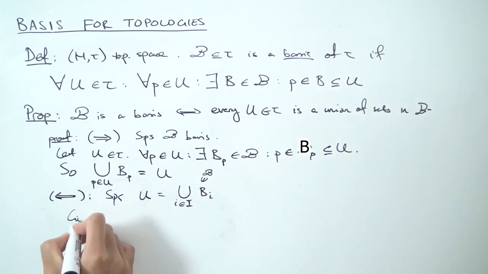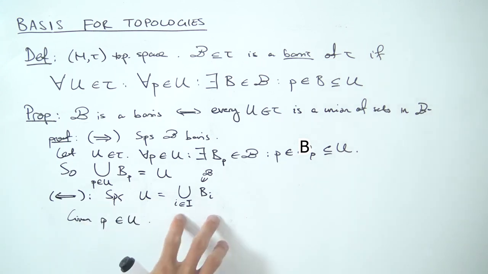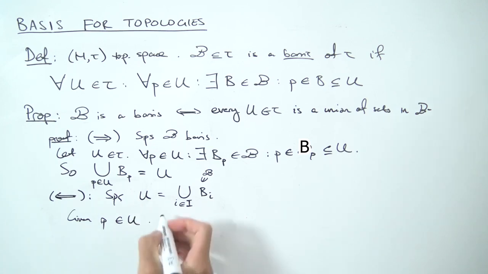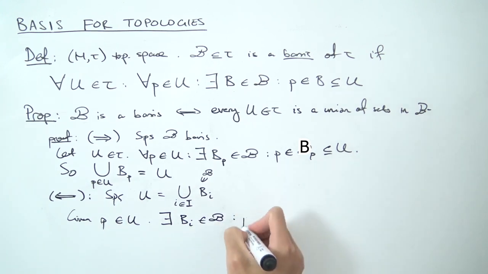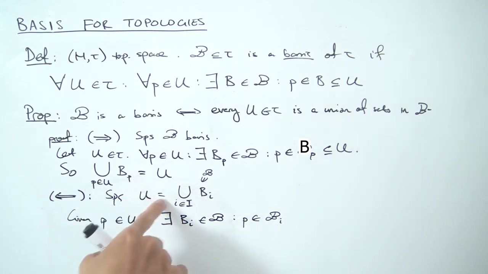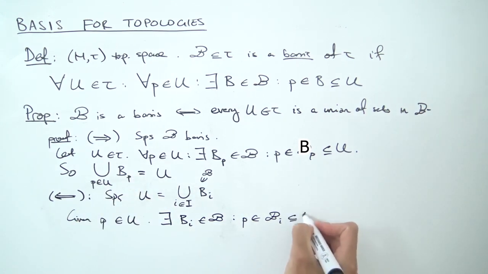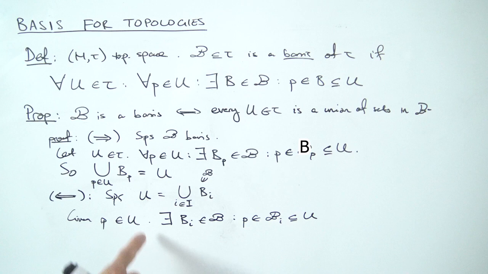Well, notice if we pick any P in U, what's going to happen? Since all these B_i cover U, there must exist some B_i in our basis such that P is contained within B_i. And notice a B_i has to be contained within U, otherwise this equality wouldn't hold. But this is precisely the definition of a basis, because I pick any open set U, and I'm able to find a basis element that contains P, and that's also contained entirely within U. So that's the proof done there of the proposition.